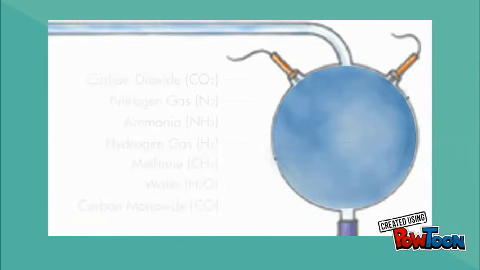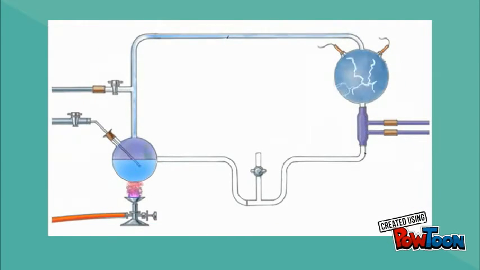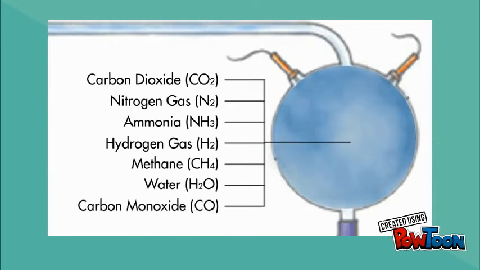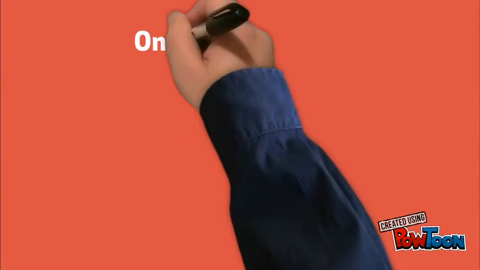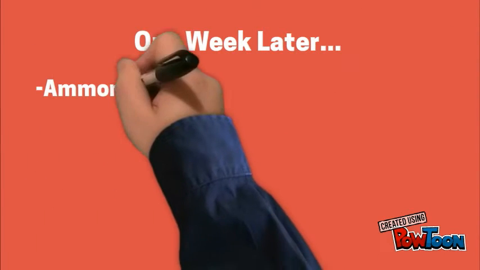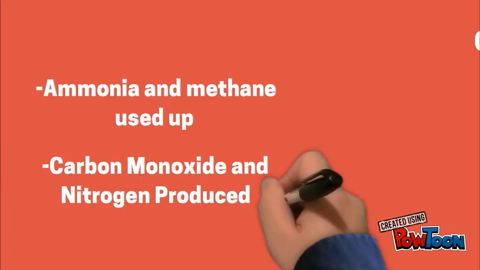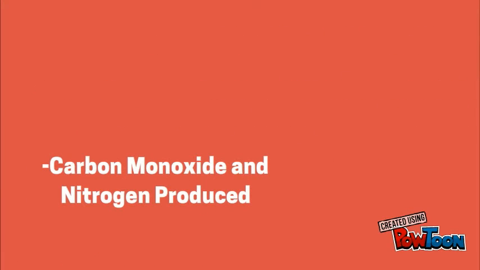He then passed a continuous spark that simulated lightning through a flask containing methane, hydrogen, ammonia, as well as water at a discharge of 60,000 volts. After a week, he found that most of the ammonia and methane was used up, and that carbon monoxide and nitrogen were produced. He also saw some dark material in the water.